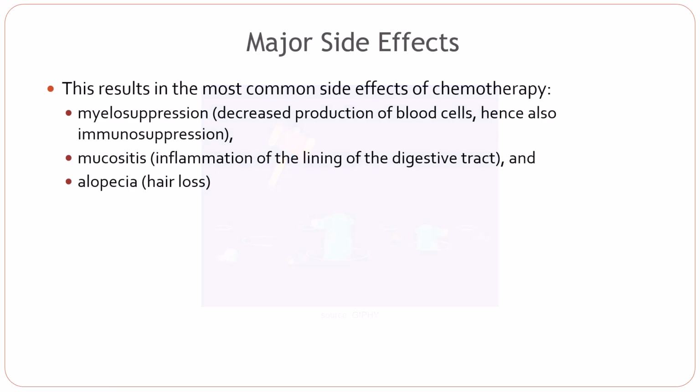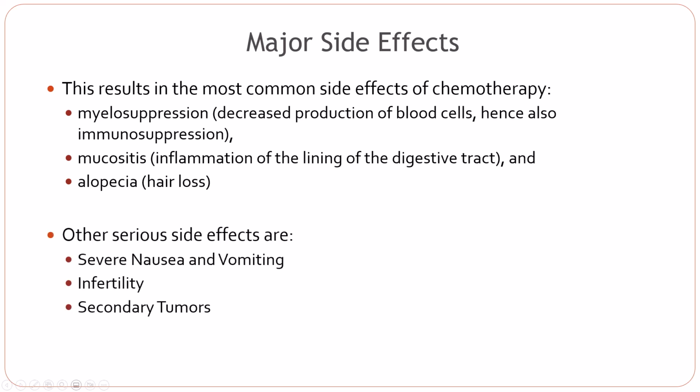So because of that, the most common side effects of chemotherapy are myelosuppression. Bone marrow gets suppressed. There's decreased production of blood cells. Hence, there is also immunosuppression because you're not producing lymphocytes. Mucositis, inflammation of the lining of digestive tract, and alopecia or hair loss. There are other side effects as well, like severe nausea and vomiting, infertility, and secondary tumors.